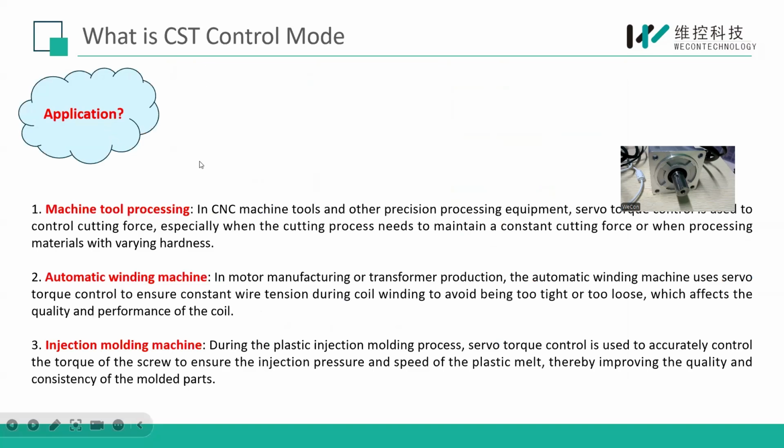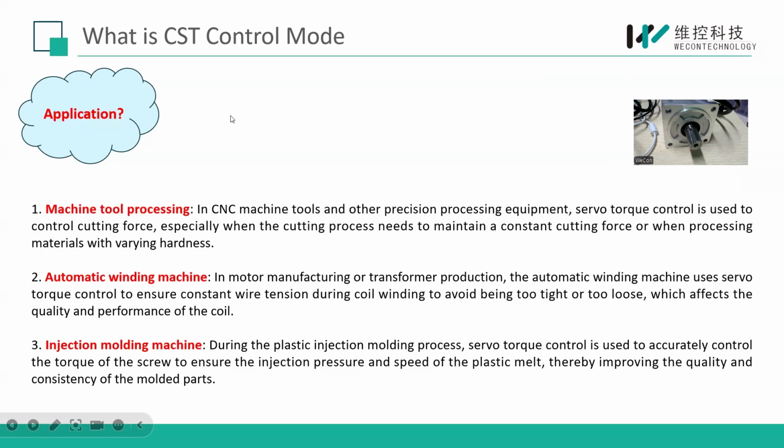Some applications about CST control. A very widely used application is the winding machine. We need the driver and motor to output a fixed torque to push the materials and make it not too tight or not too loose. Okay, we can continue.